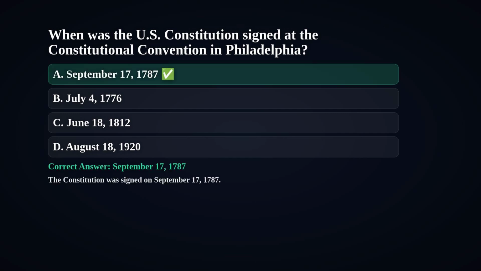The correct answer is A. September 17, 1787. The Constitution was signed in Philadelphia and later ratified by the states, becoming the foundation of the U.S. government.